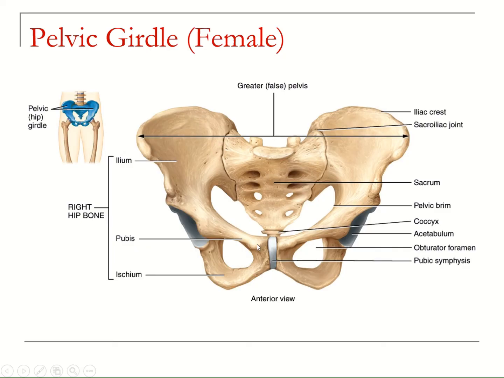Okay, so this is your pelvic brim over here, or your pelvic inlet. This will divide the pelvic girdle into a greater and lesser pelvis. The greater pelvis is your false pelvis, while the true pelvis, or the lesser pelvis, is the pelvis found below. This will be appreciated in another view.